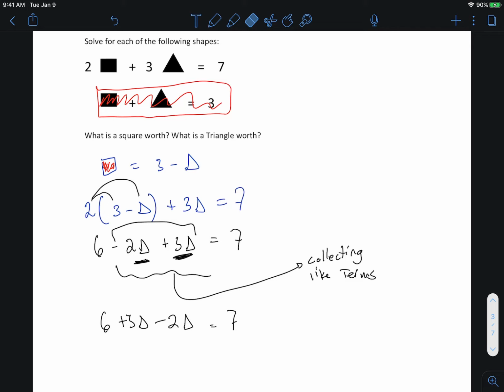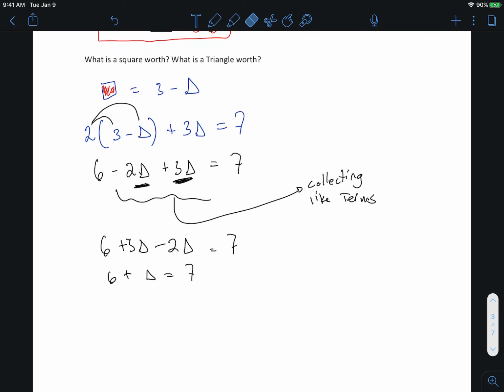So you're going to get 6 plus 1 triangle is equal to 7. How are you going to get triangle? I let you catch up. I think that's how it was written. Yeah, perfect. So 6 plus triangle equals 7. Well, triangle would equal 1, because you take 7 minus 6 to get the triangle by itself. That's all we're doing, 7 minus 6.